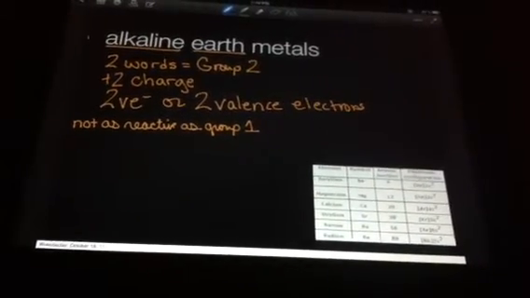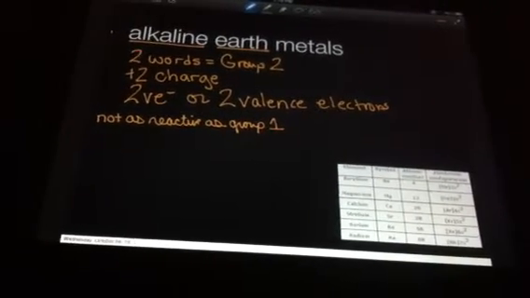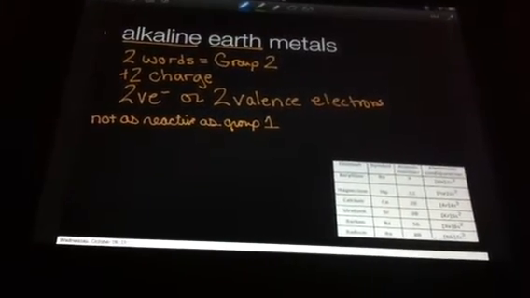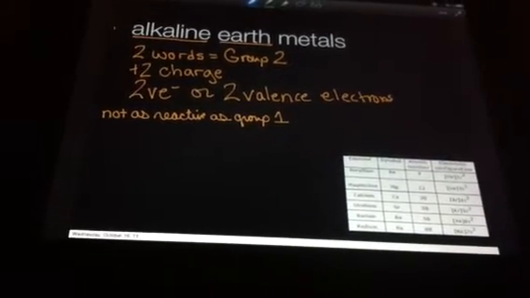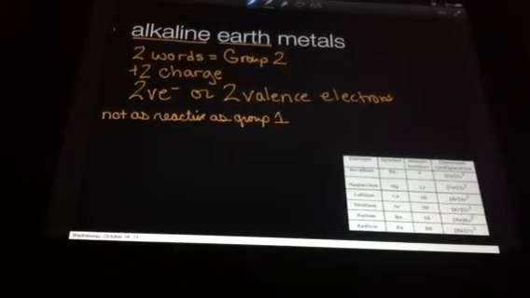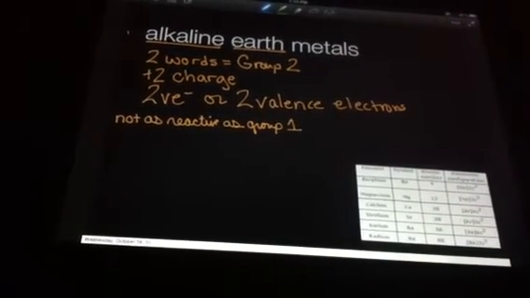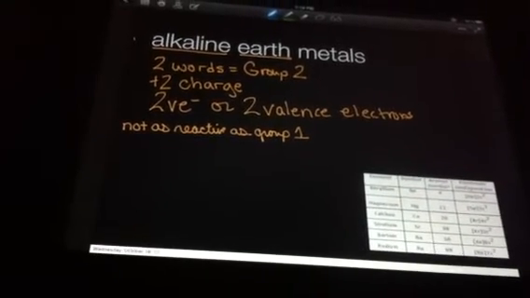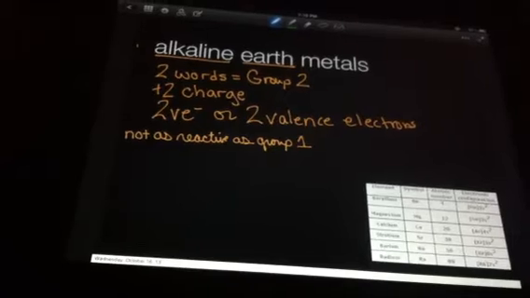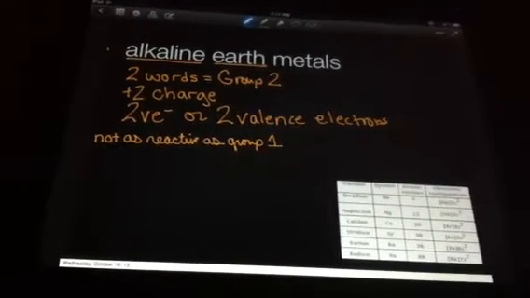Alkaline earth metals. I'm not going to lie to you. You're going to get alkali metals and alkaline earth metals confused. Alkaline earth are 2 words, so it's group 2. They have a +2 charge. They have 2 valence electrons in the outside shell. They're not as reactive as group 1 because they have that additional electron. It's a little bit harder to get rid of the second electron, but they will lose 2 electrons. So their reactivity is not as impressive as group 1.